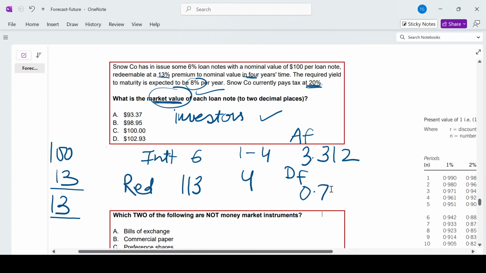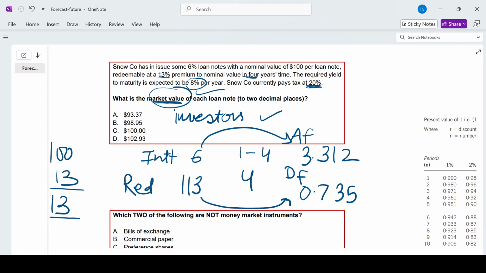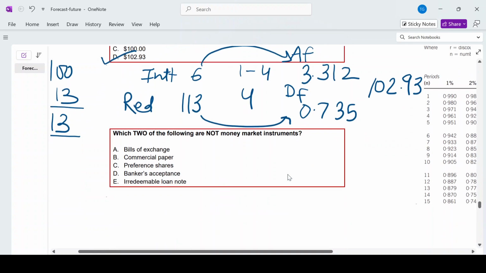So 0.735, and what you're going to do is multiply 6 with the annuity value and 113 with this value, and whatever is your answer will be the final answer of this question. So 6 into 3.312 plus 113 into 0.735, your final answer is going to be 102.93, which is going to lead you to option D as your correct answer. Let's head forward to question number 2.